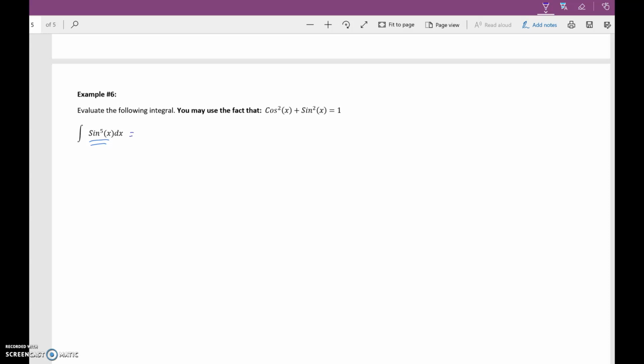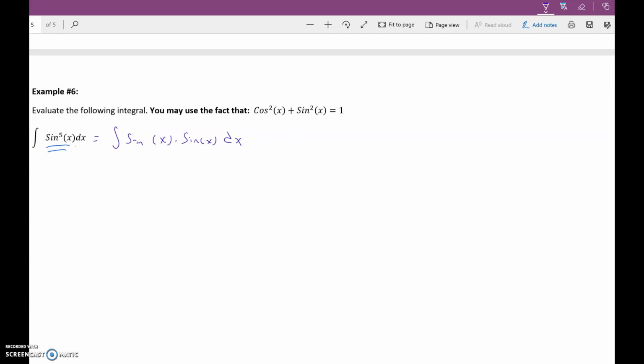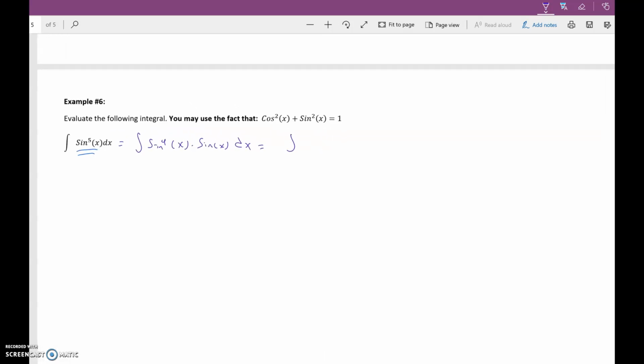So what I'm going to do here is rewrite this one as sine to the fourth power of x times the sine of x dx. Notice that to the fourth power, it's technically a squared. So I'm just going to rewrite it as sine squared of x, squared, that will be to the fourth power, times the sine of x dx.